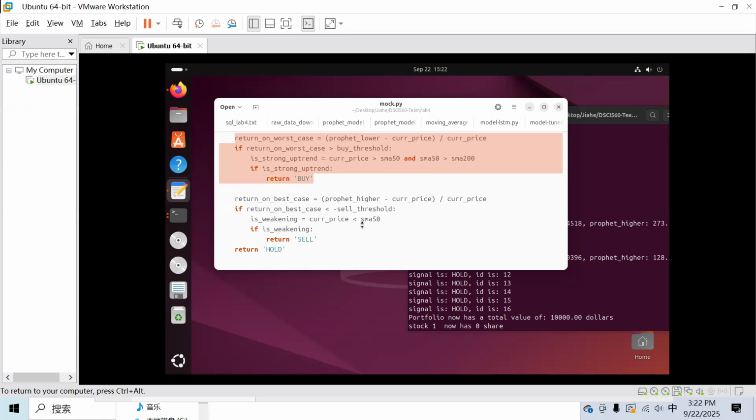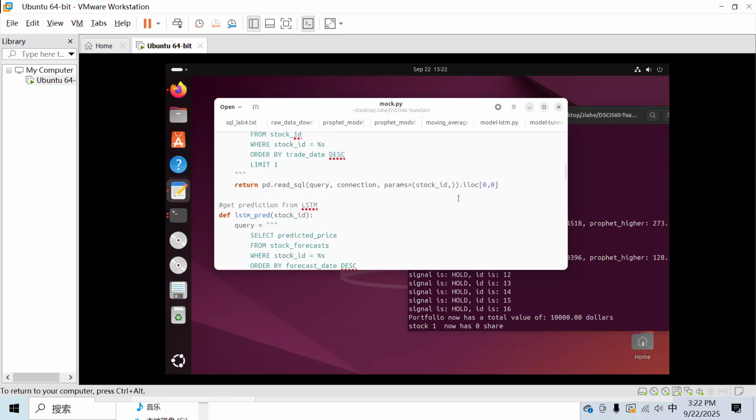On the other hand, if the return in the best case is lower than a threshold, and also the current price, I mean the predicted price, which we also call the current price here, is lower than the moving average of the previous 50 days, we decide the signal for this stock is to sell. If neither case applies, we just return the hold signal.